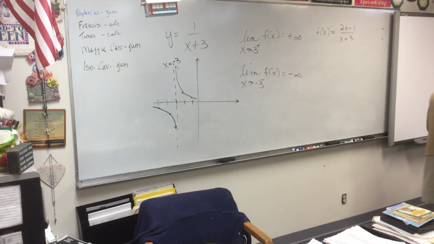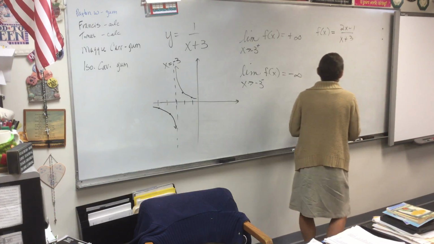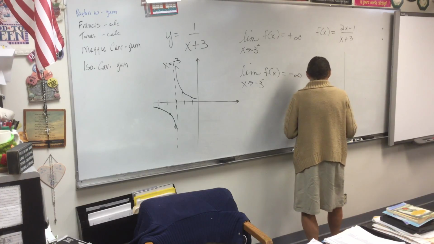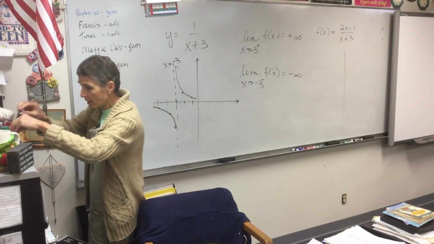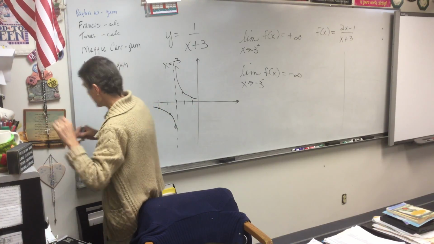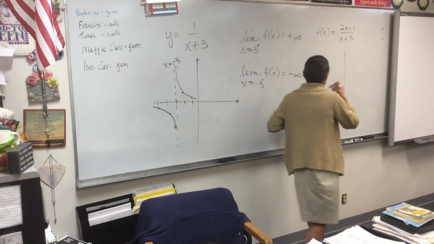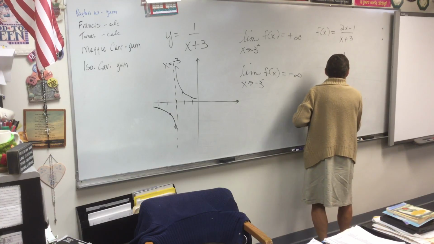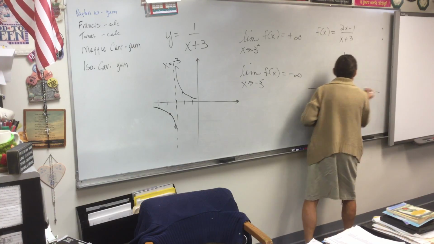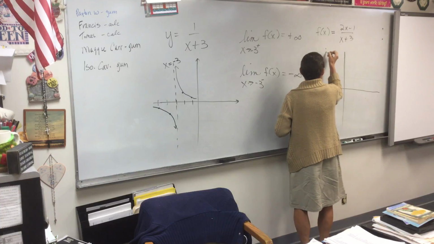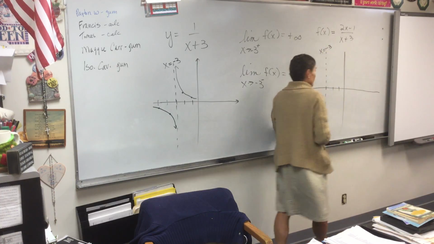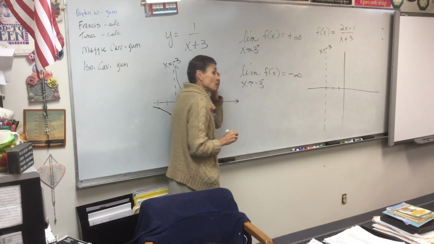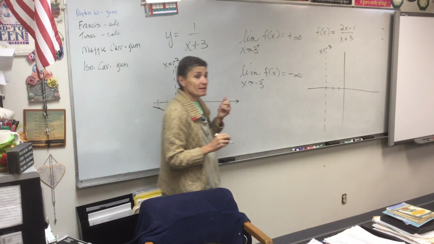Okay, so let's take what we already learned earlier in the year, and let's put it up here. Now, does anybody remember anything we learned? One, we've already talked about domain, right? What's the domain of this guy? x can't be negative 3, so graphically that means you're going to put a vertical asymptote at x equals negative 3. Vertical asymptotes go where x cannot be.